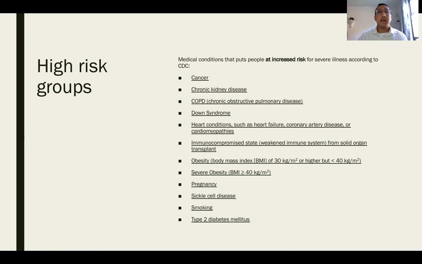So we have people with cancer, people with chronic kidney disease, COPD, Down syndrome, people with heart conditions can be at increased risk. And obviously what we heard before, people with immunocompromised states, people with obesity or diabetes, but also people with pregnancy, they say can be at increased risk, and sickle cell.